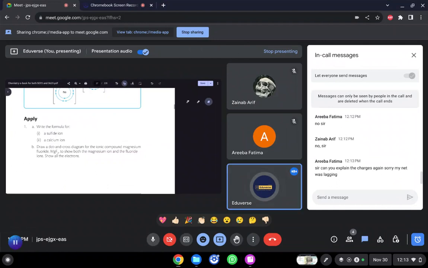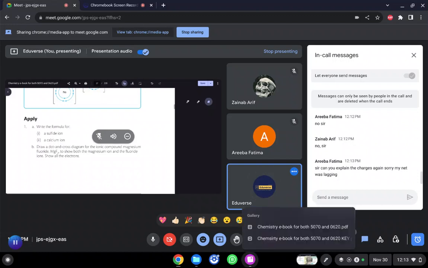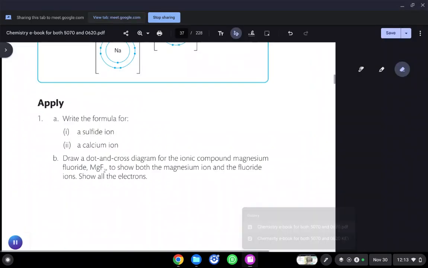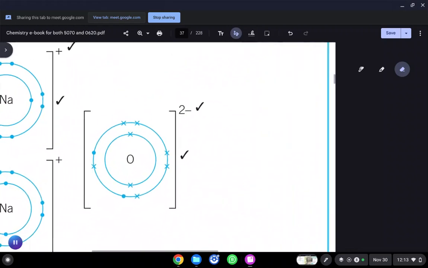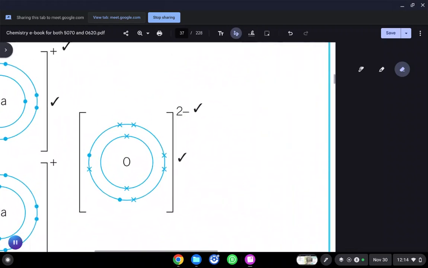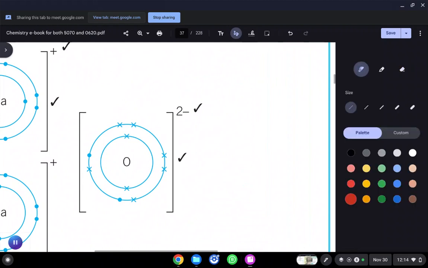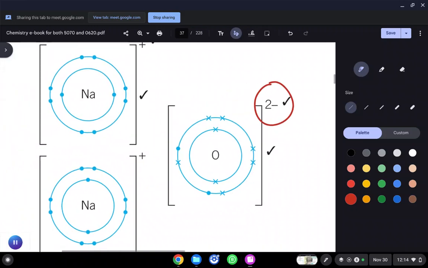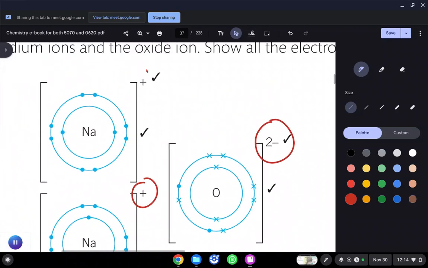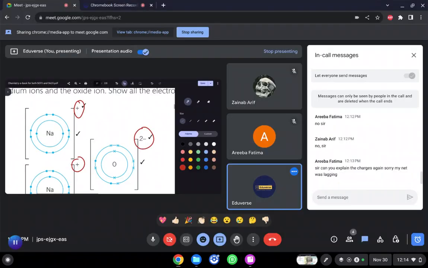Okay, Ariba, where was I lagging? Explain the charges again. Sorry, which charges was I talking about? I was talking about these charges. For example, oxygen has gained two electrons, so you have to mention it like this. This two negative represents gain of two electrons. This positive represents loss of one electron. Is it fine now?